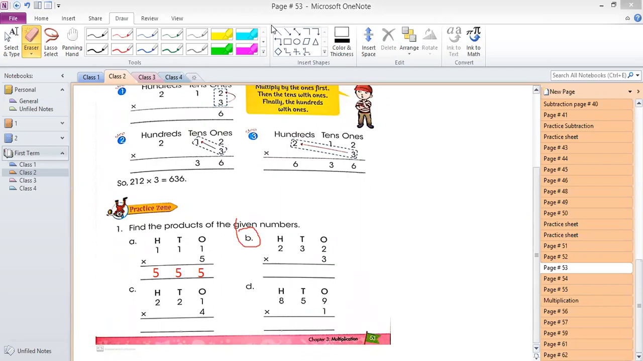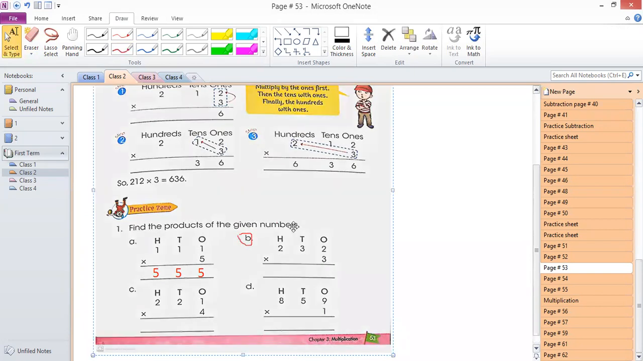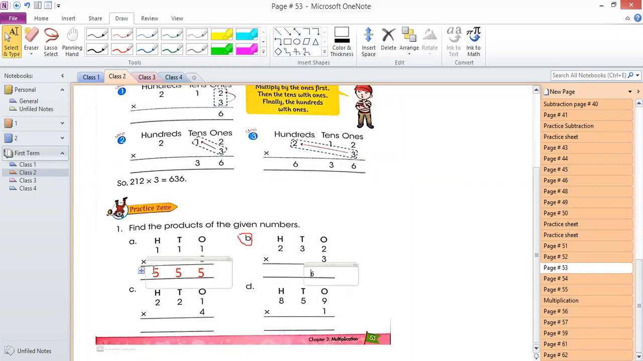Muhammad Al-Raini. Yes, sir. Yes, Muhammad. 232 multiplied by 3. 3 by 2, 6. Okay. 3 by 3, 9. That's very good. 3 by 2, 6. Very good. Perfect answer.